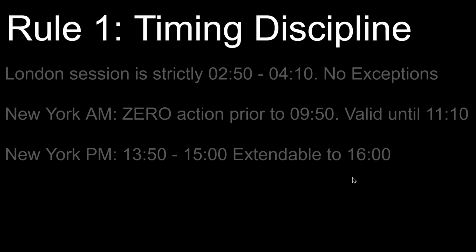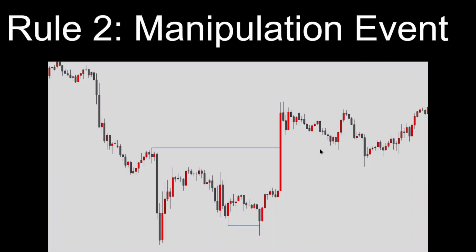o'clock. Okay, manipulation event. When we're referring to manipulation, we're addressing the idea of a liquidity sweep versus a liquidity run. So if we're looking at this chart, take a second, and I'm sure you can find that there is both a liquidity sweep and a liquidity run. Down here we have a liquidity sweep, up here we've got a liquidity run.